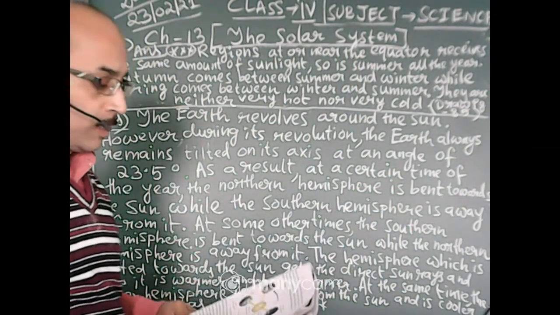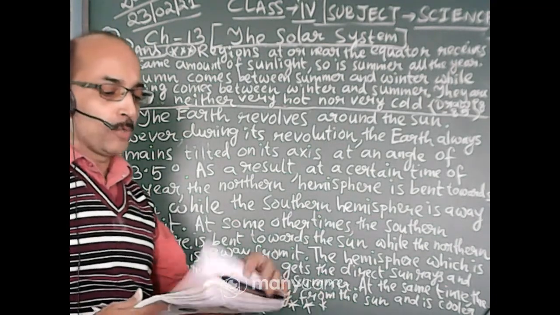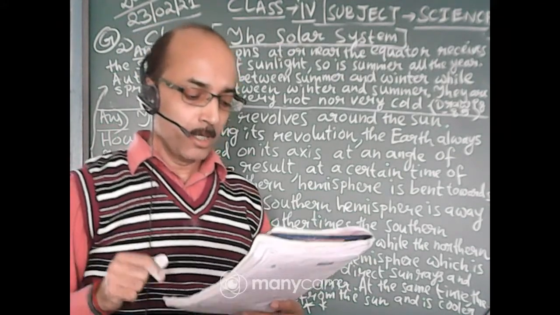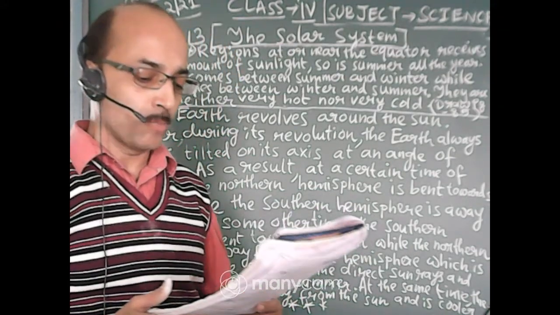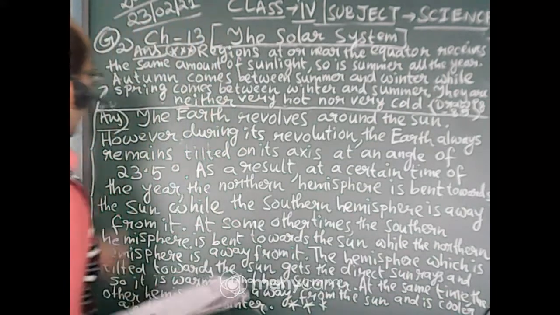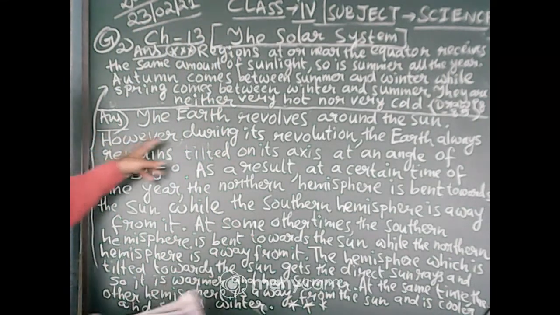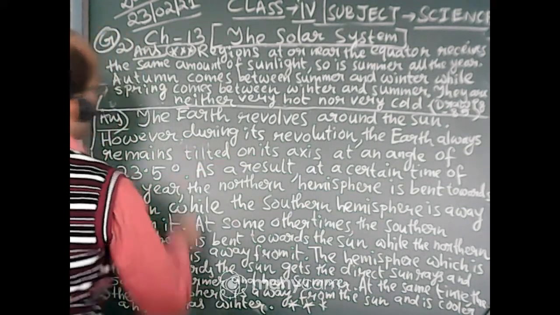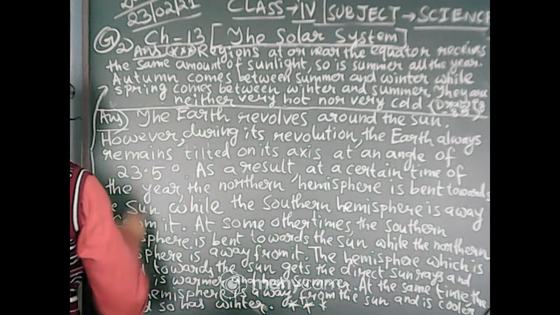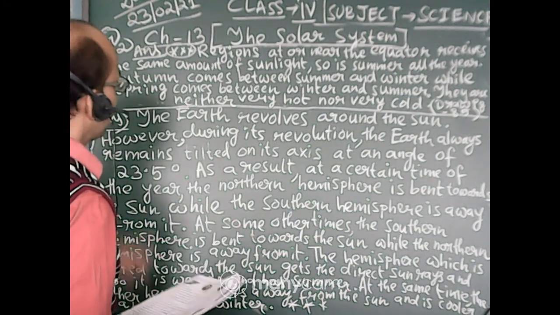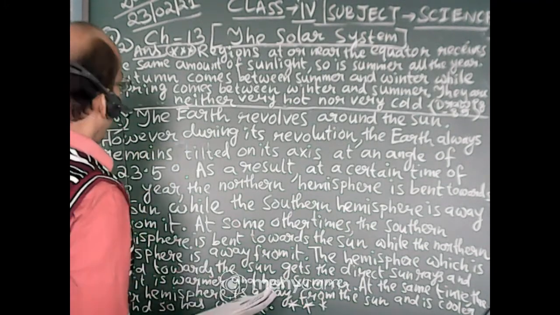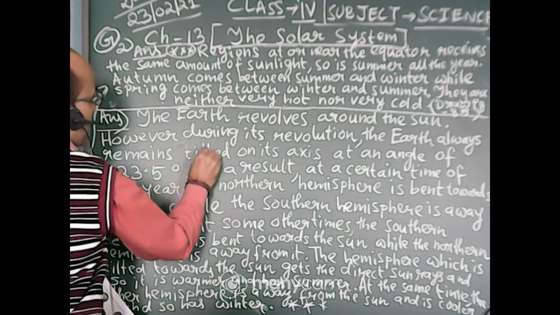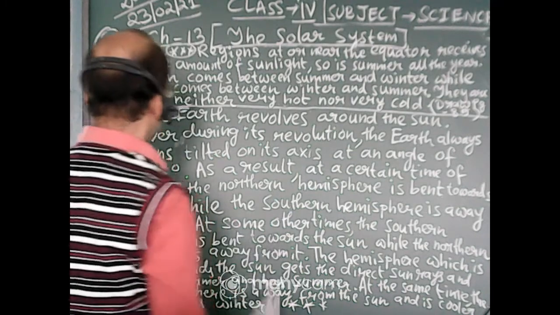So I will repeat. Today we have done only one question because it is a long answer question. How does change in seasons take place due to the movement of the earth? So look here, the earth revolves around the sun. However, during its revolution, the earth always remains tilted on its axis at an angle of 23.5 degree.